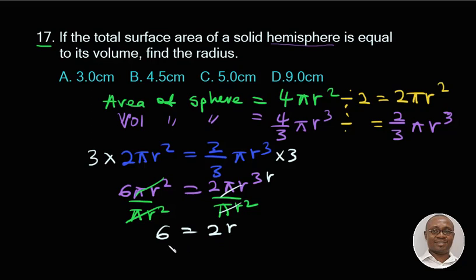Then if we solve for the radius, we have r equals 6 divided by 2, and that gives us 3 centimeter. That is the length of the radius. So the answer option A is the right answer.